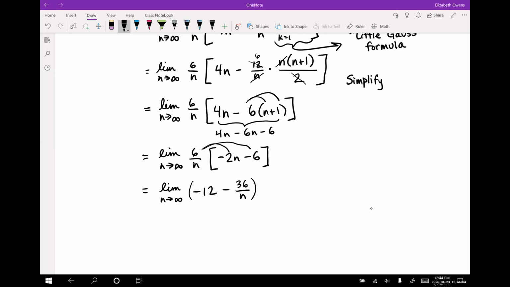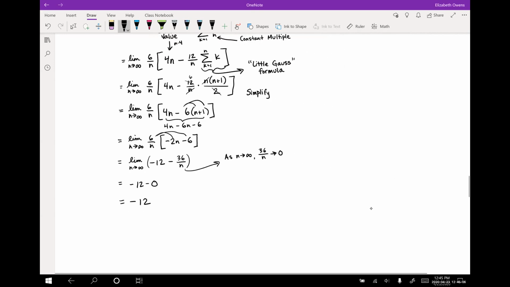And now all we're left with is taking the limit. It's been a little while since we've done a limit going to infinity, but remember, as n goes to infinity, this first term will be unaffected. There's no n there. But the second term, 36 over n, as that denominator gets really, really huge, that second fraction is going to go to 0. We saw that a while ago. So as n goes to infinity, 36 over n goes to 0. So we end up getting negative 12 minus 0, and negative 12 for our limit there. Yeah, Felipe had it. Negative 12 is the result. Negative 36 over n goes to 0. Nice. So we get negative 12 out of all of that whole long process.